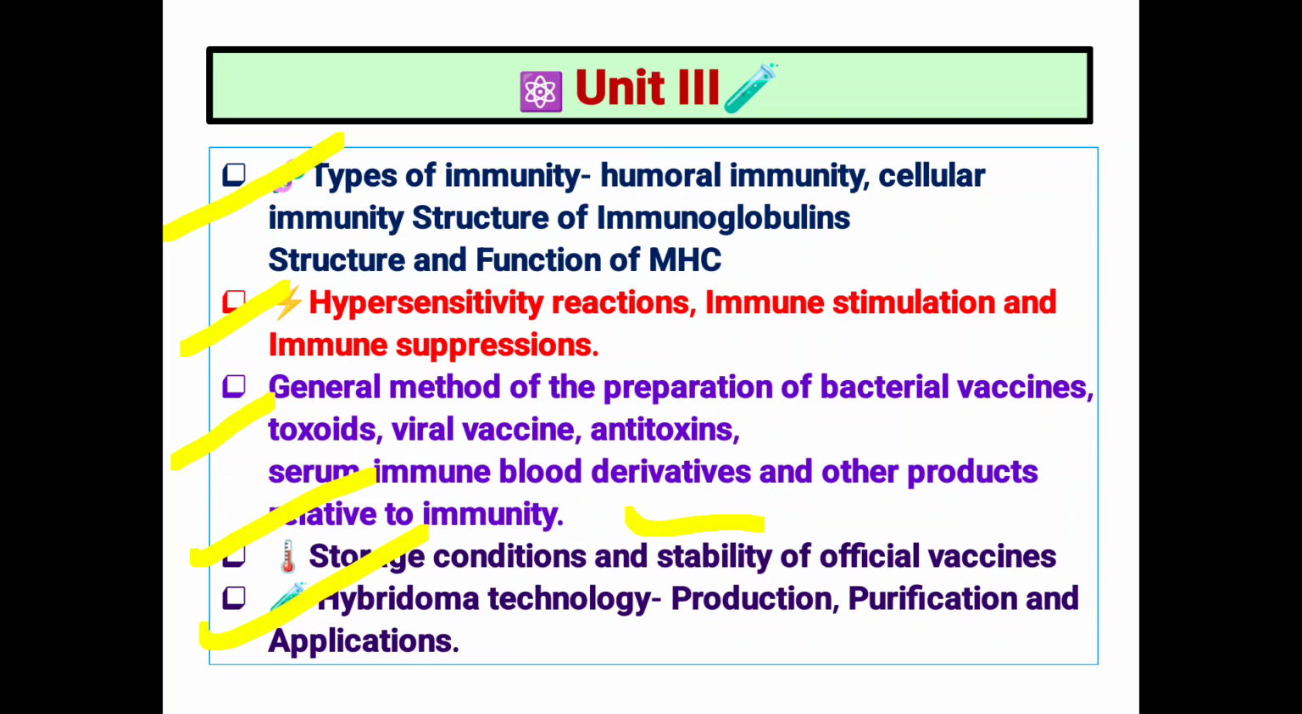So these are the syllabus of unit 3: types of immunity, humoral immunity, cellular immunity, structure of immunoglobulins, structure and functions of MHC, hypersensitivity reactions, immunostimulation and immunosuppression, general method of preparation of bacterial vaccines, toxoids, viral vaccines, antitoxins, serum, immunoblood derivatives and other products, storage conditions and stability of official vaccines, hybridoma technology, production, purification and applications.